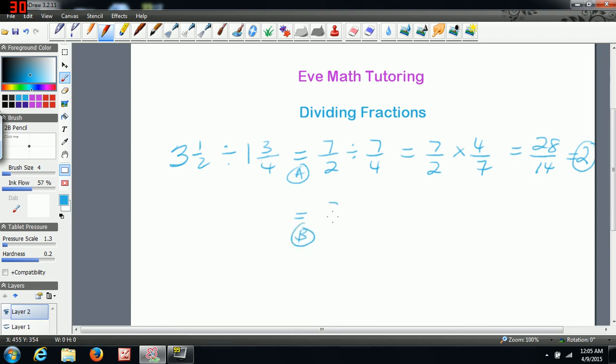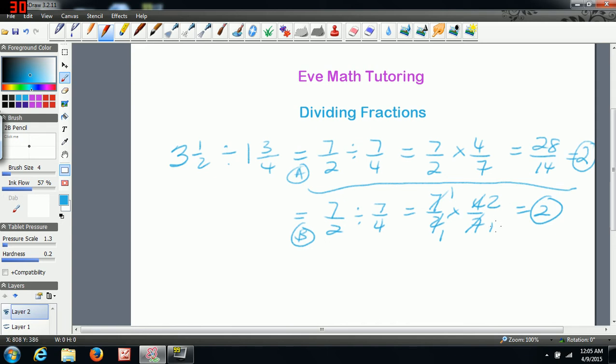Method B, 7/2 divided by 7/4. 7/2 times 4/7, and at this point I can cancel out the 7's. I can cancel out the 2 with the 4, and that would just give me the answer 2. Okay, so that's a little bit faster. One less step.